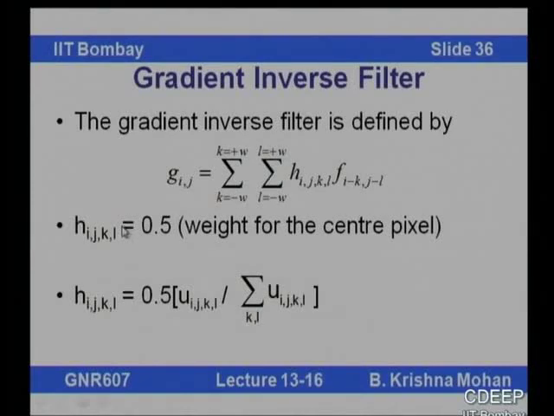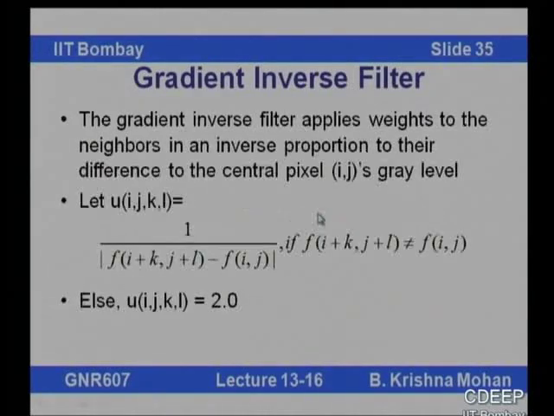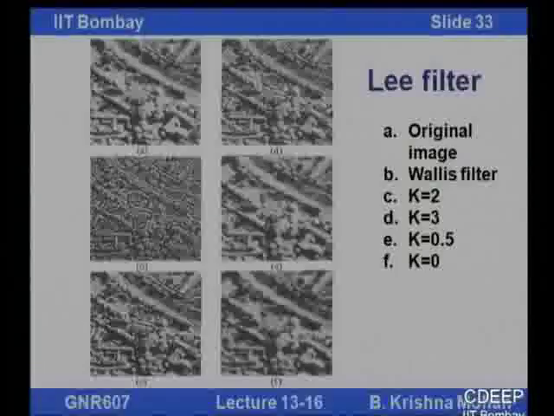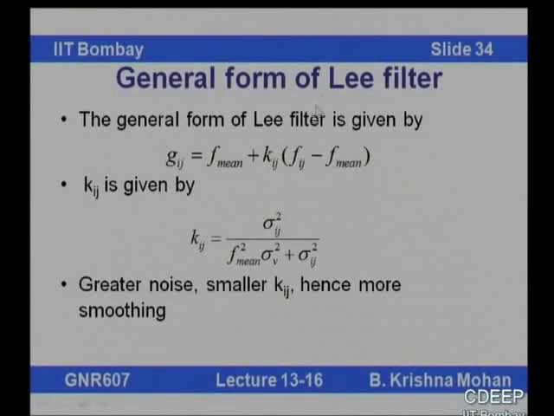Okay. So, this is the gradient inverse filter that essentially assigns weights to the neighboring pixels based on the intensity difference from the intensity of the central pixel in the neighborhood. These are pretty simple to implement, whether it is gradient inverse or Lee or sigma, except that in the generalized form of the Lee filter, you need to determine the noise variance sigma v square.